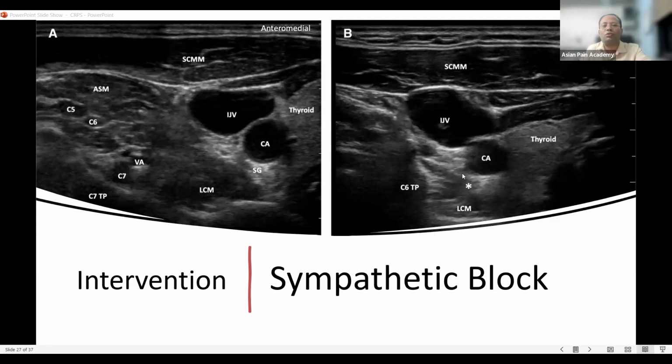So most books recommend injecting at the C6 area, but you can go at the C7 area also. Because if the diagnostic block is positive and now you want to go for RF, then you have to go at the C7 level. You cannot do anything at the C6 level, because the stellate ganglion lies in front of the C7 T1 disc.